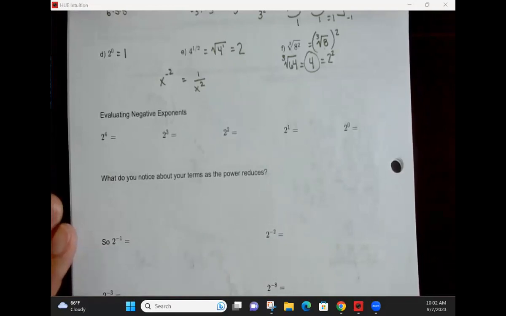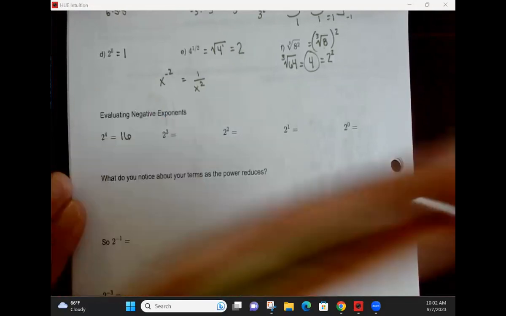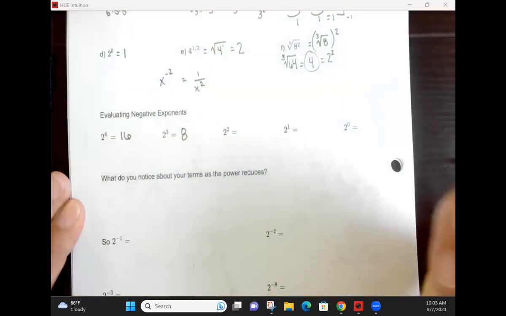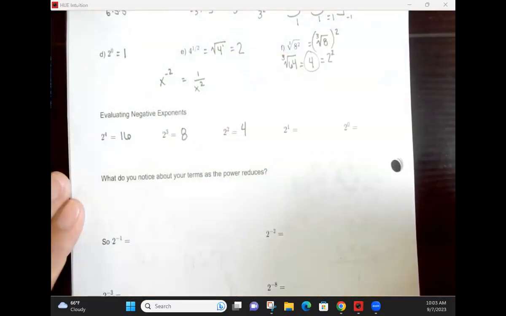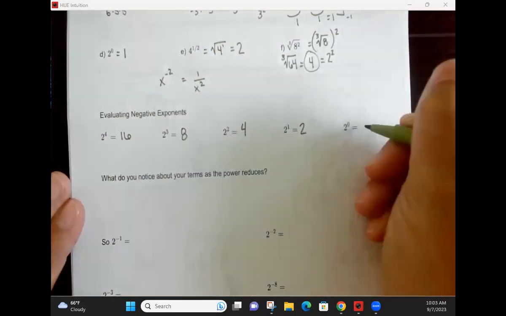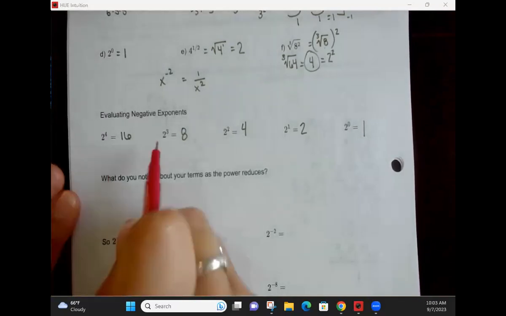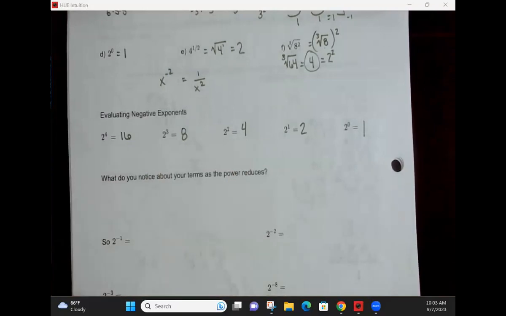2 to the 4th would be 16, okay? 2 cubed would be 8, 2 squared, 2 to the 1st, 2 to the 0. Okay, so we're going to pause here for just a second because I want to point out a couple of things. I want you to notice that I dropped the power by 1 each time. We see that? We had 2 to the 4th, and then 2 cubed, and then 2 squared.